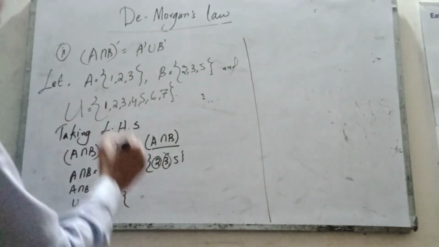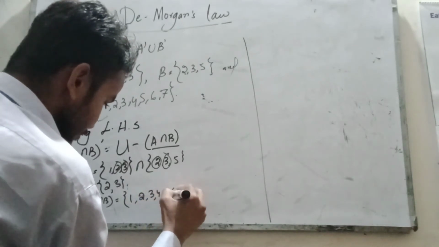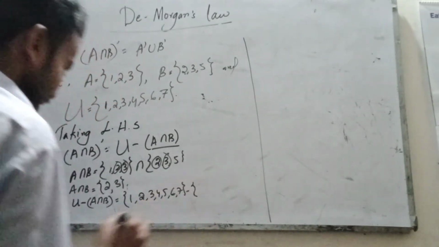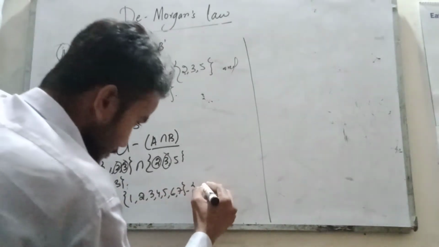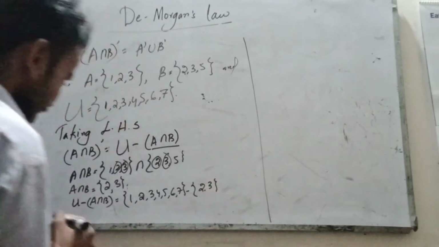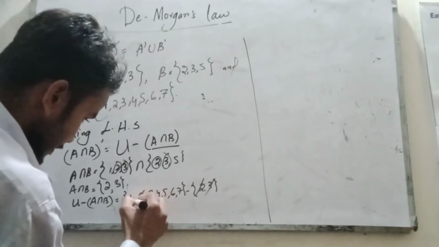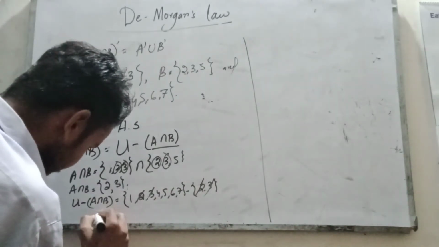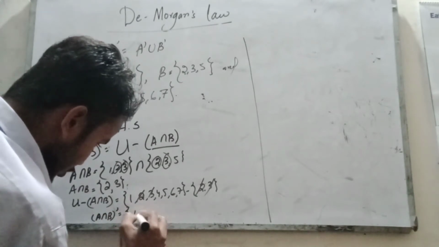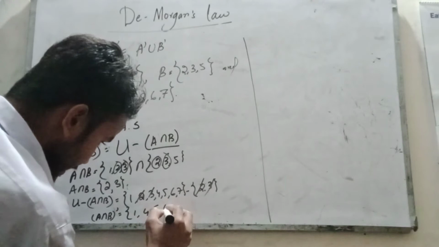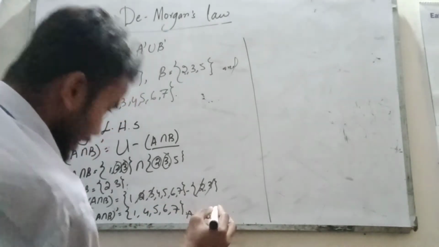What is the universal set? Universal set is equal to 1 2 3 4 5 6 and 7 minus what is the value we have found, A intersection B, that is 2 comma 3. So we are subtracting, so 2 and 3 will be subtracted. What is the remaining value? A intersection B whole complement is equal to 1 4 5 6 and 7. This is the left hand side.